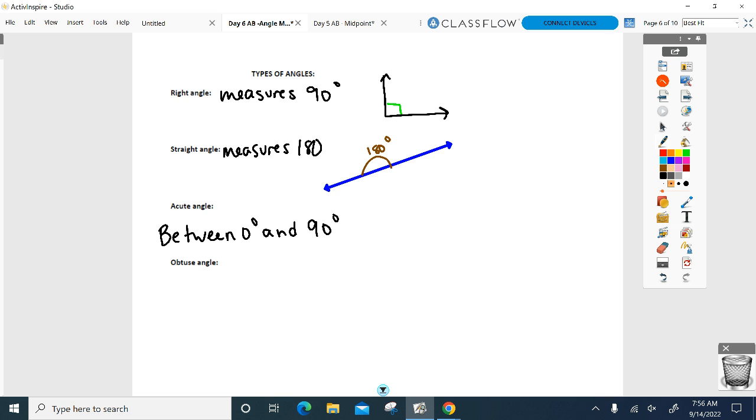And then obtuse? Between 90 degrees and 180 degrees. There you go. Yes, you can have an angle bigger than 180. That's next year. So we're going to say between 90 and 180. Yep. All right. Just want you to be familiar with the 4. Questions from you guys? All right.